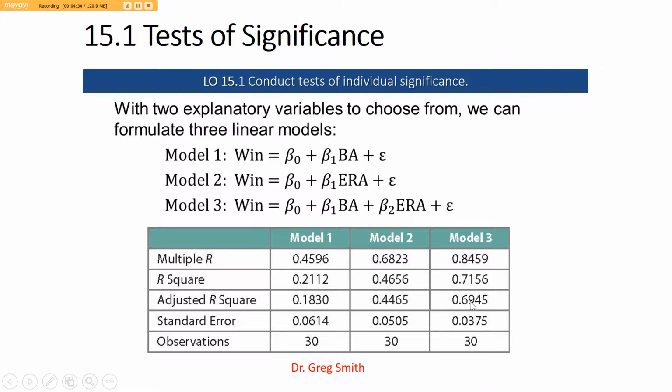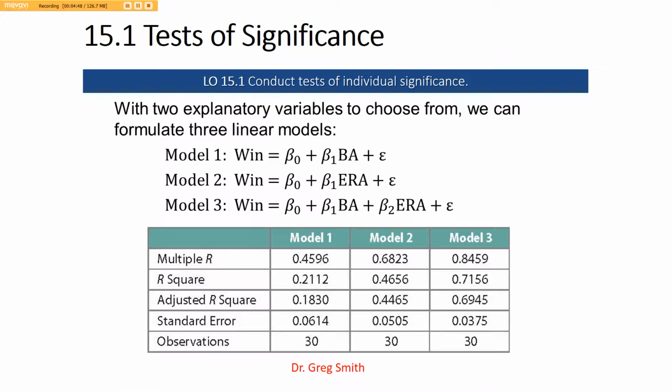So the adjusted R squared is the one we look at for multiple. The win percentage versus both. So 69.45% of all the variation in win can be explained by these two, meaning only about 30% is left to chance. Obviously, they have standard errors, and they all have the same observation counts.